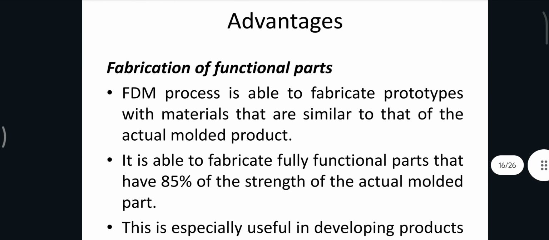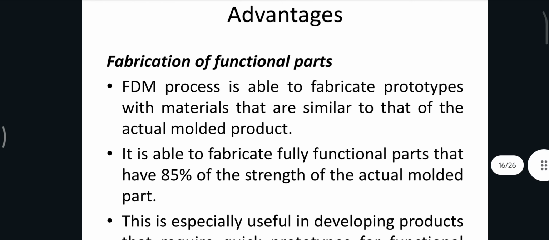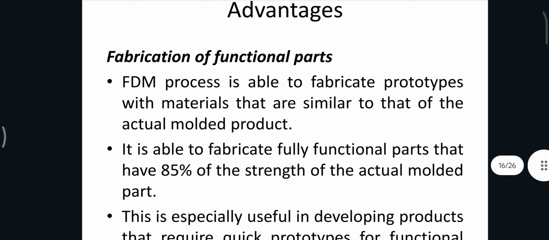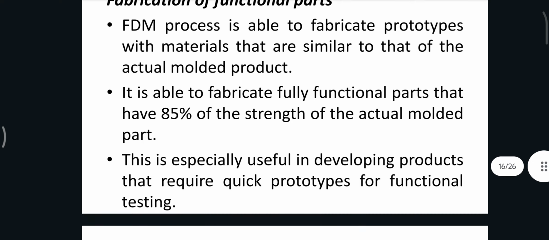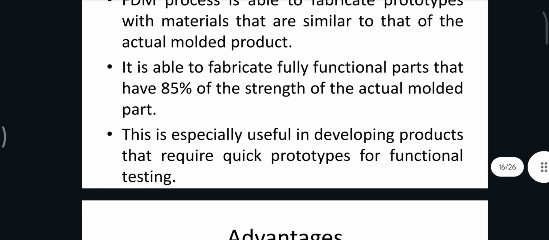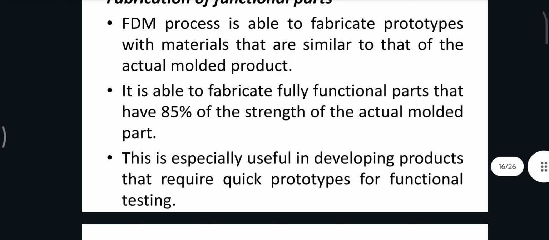Advantages of FDM: fabrication of functional parts. The FDM process is able to fabricate prototypes with materials that are similar to those of the actual molded product. It is able to fabricate fully functional parts that have 85% of the strength of the actual molded part. This is especially useful in developing products that require quick prototypes for functional testing.